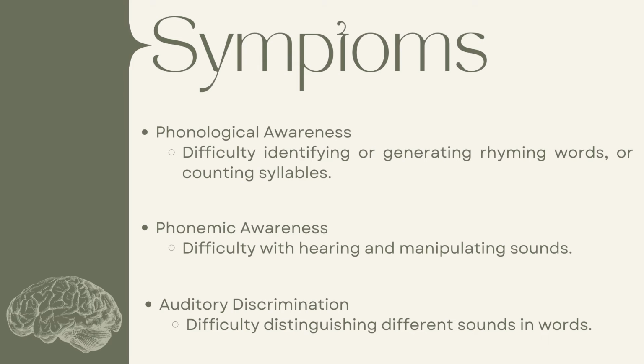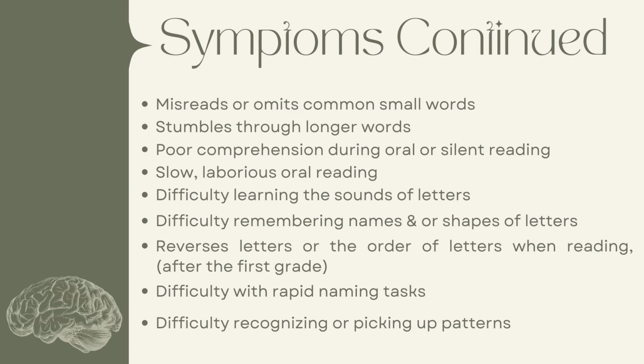There are several symptoms for dyslexia. Each symptom is on a spectrum of mild, moderate, severe, or profound. Those can be phonological awareness, phonemic awareness, auditory discrimination, misreads or omits common small words, slow reading, difficulty remembering names or shapes, and difficulty with rapid naming tasks. Each individual will have more than one symptom, but may not have all the symptoms. And each symptom can have a different degree of severity, from mild to profound. This is why two individuals with dyslexia will not look exactly the same in their challenges, strengths, and performance.